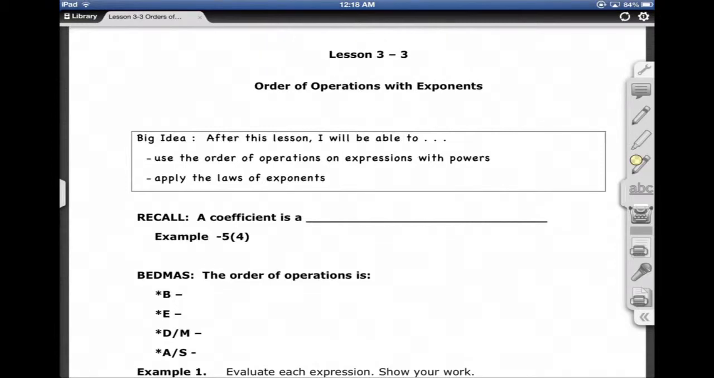Hey there, Math 9, Lesson 3.3, Order of Operations with Exponents. We'll get right into it. You should have seen Order of Operations back in grade 8, if not earlier. And the Order of Operations are sort of the when you do what in mathematics series.